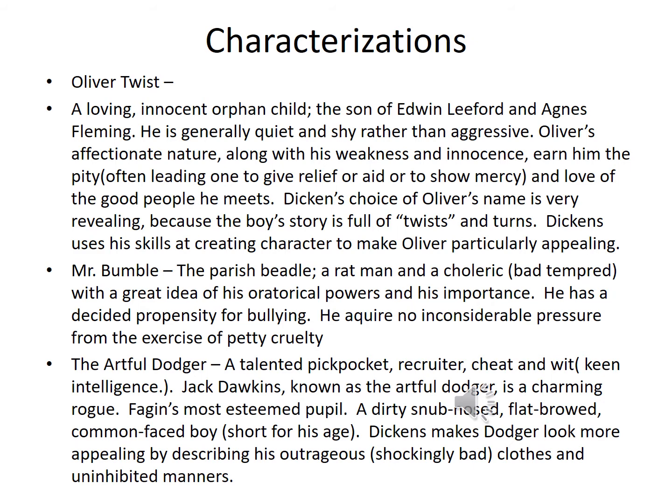Apart from that, we have the Artful Dodger. Now, when it comes to this person, it says that he is a talented pickpocket, recruiter, cheat, and wit. Jack Dawkins, known as the Artful Dodger, is a charming rogue. Fagin's most esteemed pupil, a dirty, snub-nosed, flat-browed, common-faced boy, and also short for his age. Dickens makes Dodger look more appealing by describing his outrageous clothes and uninhibited manners.